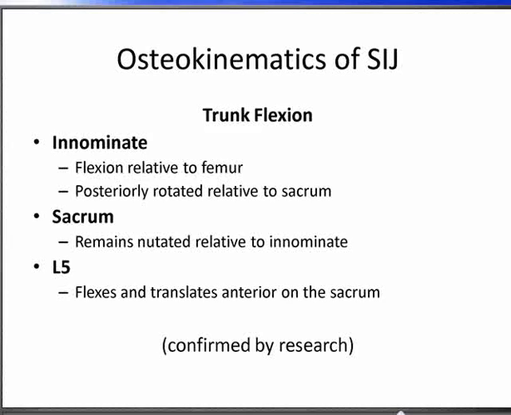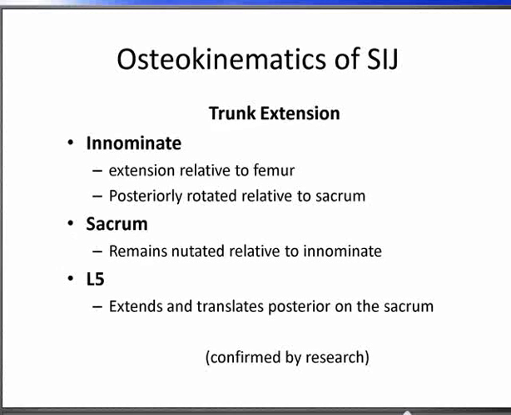Okay, so think of L5 and everything above it, and S1 or the sacrum that's attached to L5. It's moving into trunk flexion. It's moving forward, or anteriorly, and the innominates on either side are relatively remaining posterior. The sacrum remains nutated, though, throughout the motion. That's important to remember: the sacrum remains nutated relative to the innominates. So that means that the SI joint is staying stable. All right, L5 is said to flex and translate anteriorly on the sacrum, and this has been confirmed by research.